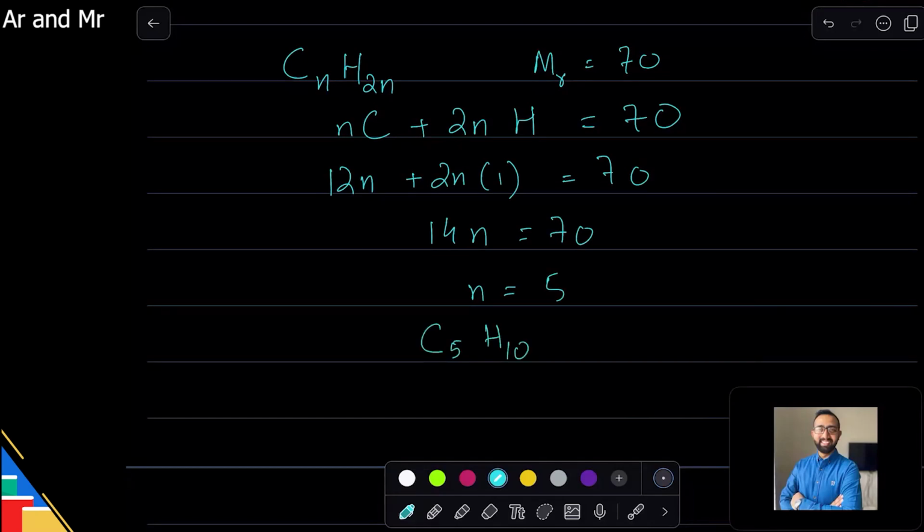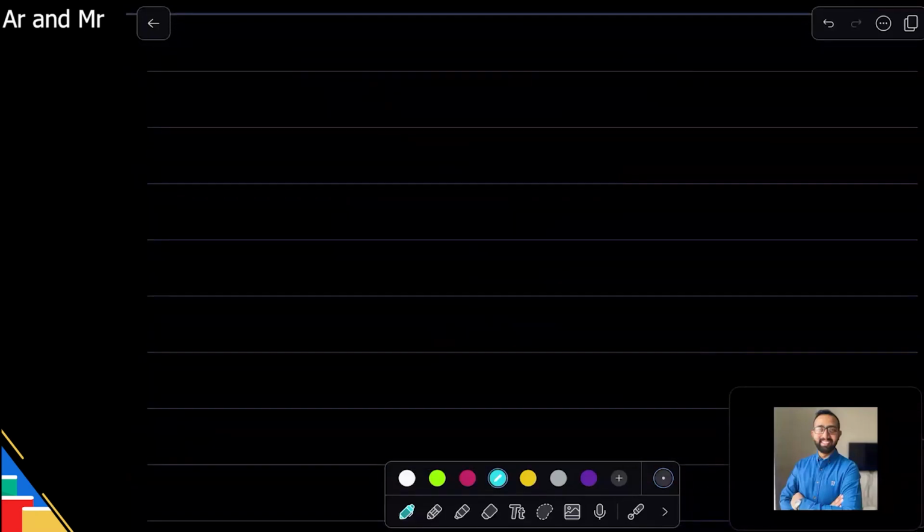So you see that if I have MR, I can easily figure out how many atoms there are in that thing. But if I don't have that, I can easily figure out the MR if I have the formula itself. Now, how many different kinds of MR are there? Depending on the bonding that we have, we can give different names to the MR.